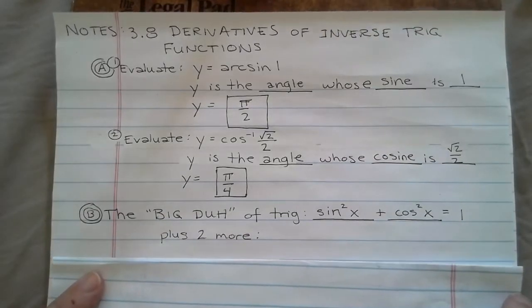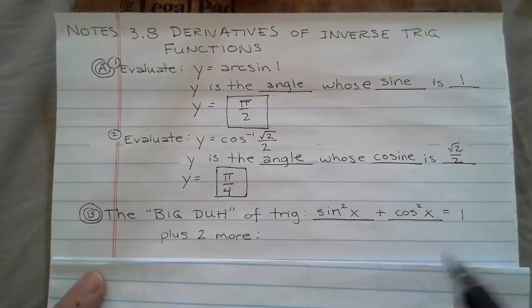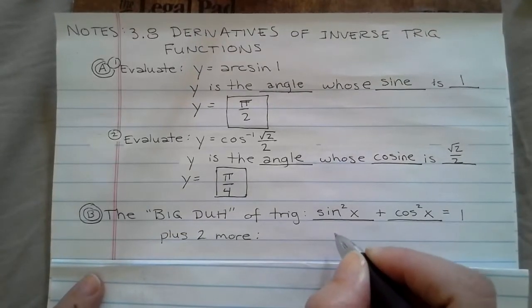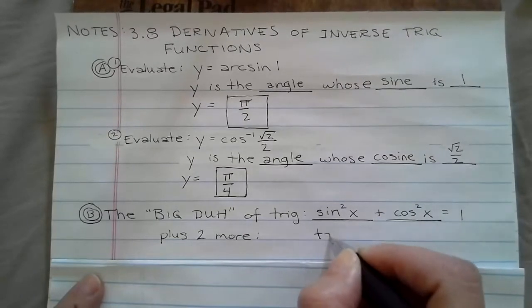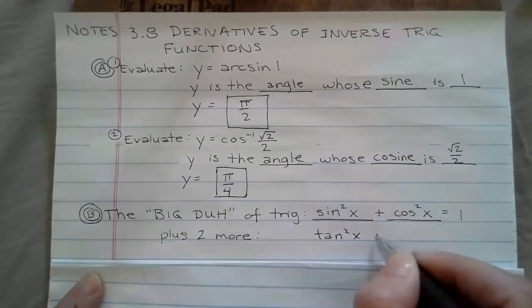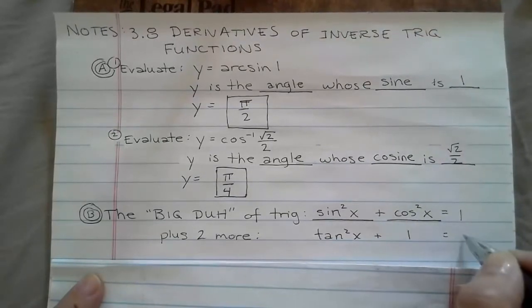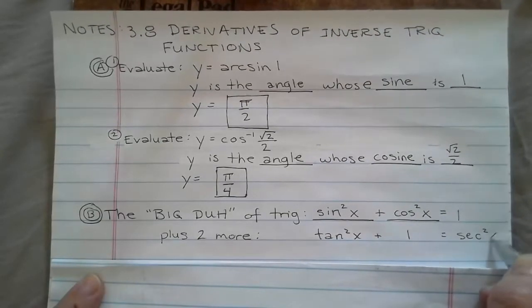One of them we can get by dividing both sides by cosine squared. So sine squared divided by cosine squared gives us tangent squared. Cosine squared divided by cosine squared is 1, and 1 divided by cosine squared is our secant squared.